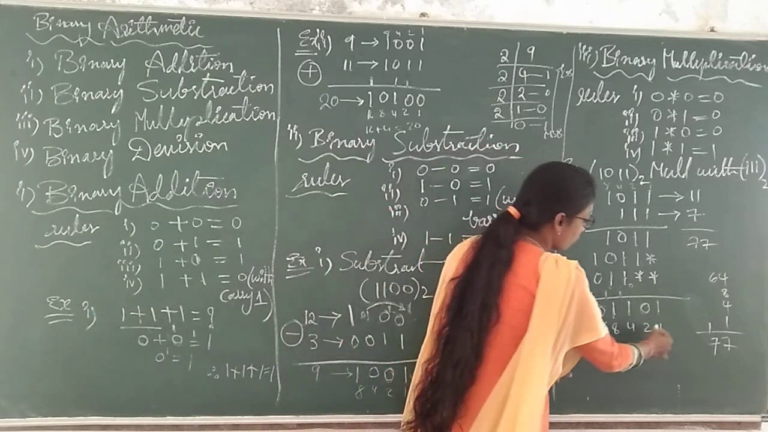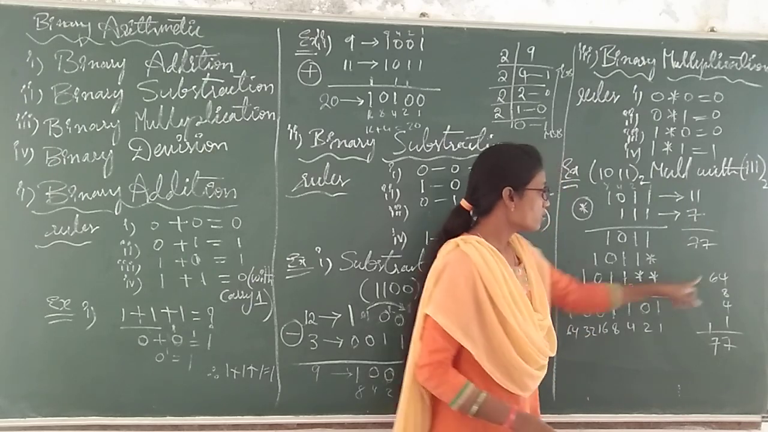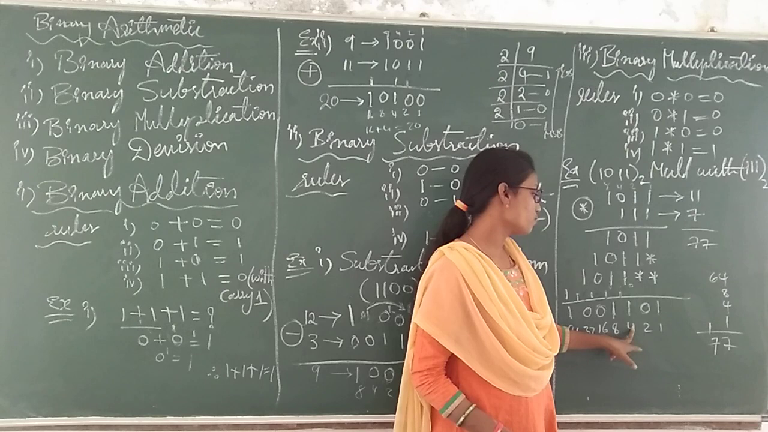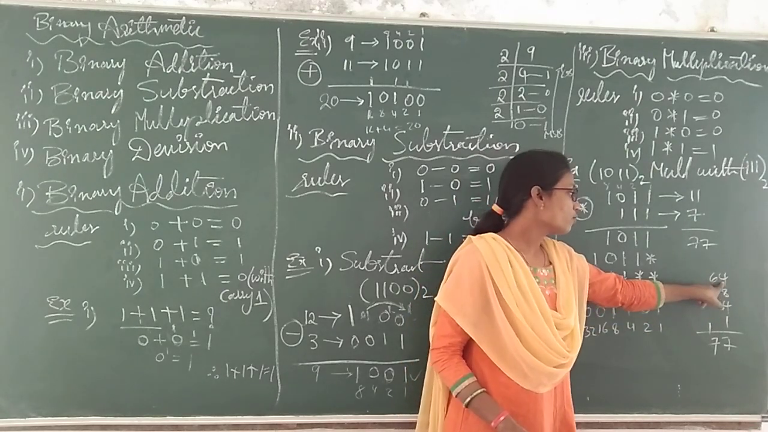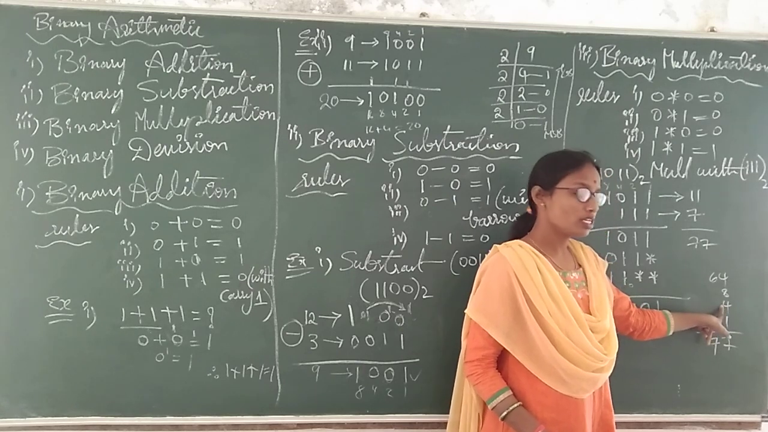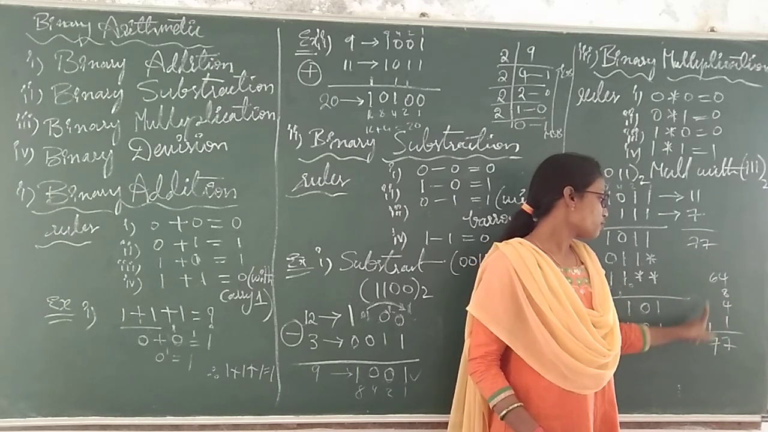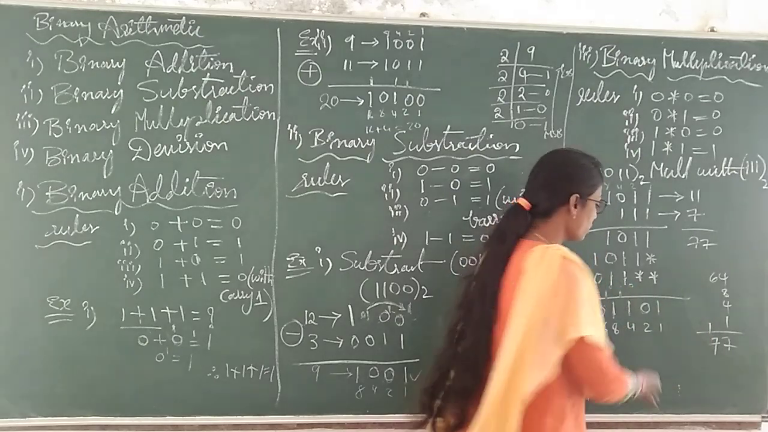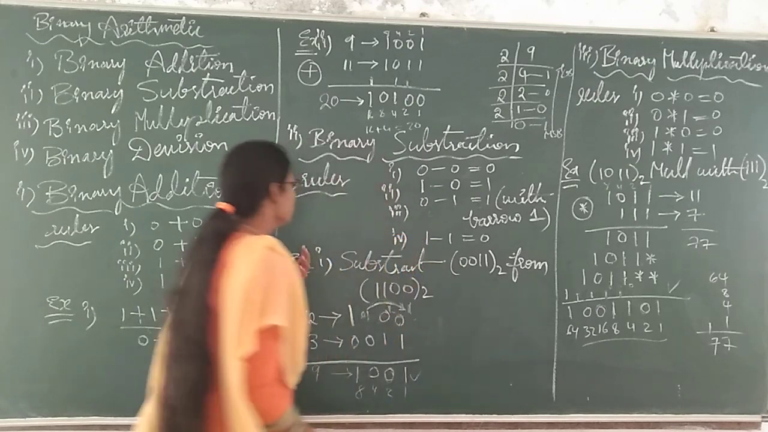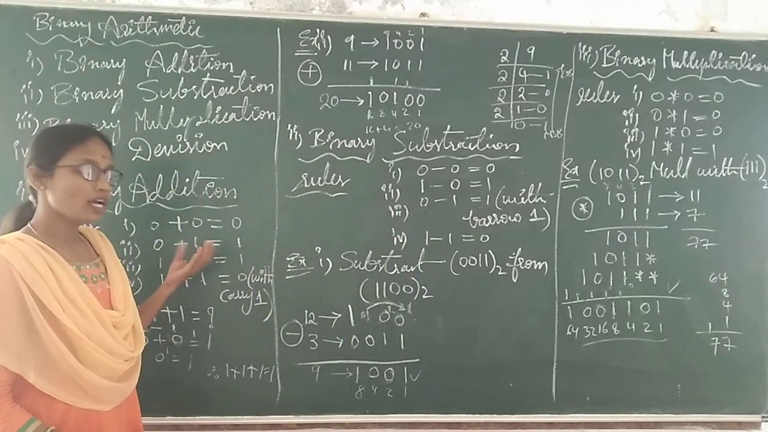And in the decimal format, 1, 2, 4, 8, 16, 32, 64. 64 plus 8 plus 4 plus 1. Okay, 8 plus 4, 12. 12 plus 4, 16. 16 plus 1, 17. 7 and carry. 6 plus 1, 7. Okay, now the result is correct. And this is all the information about binary arithmetic.